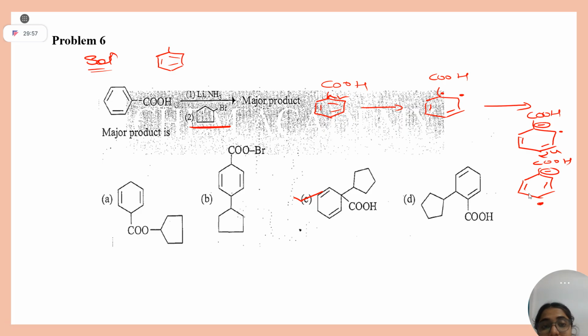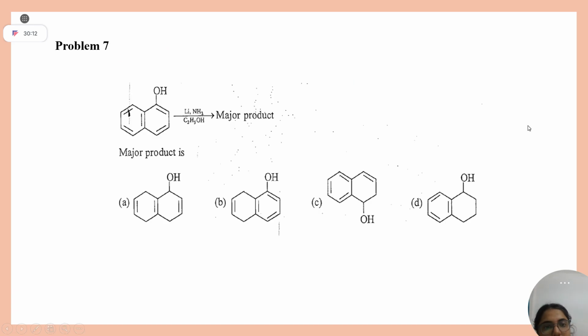Is this clear to you, student? Is it clear to you? Yes, ma'am. Okay. So please solve problem number 7. This is again on birch reduction. At least try. No issue if it will be wrong.